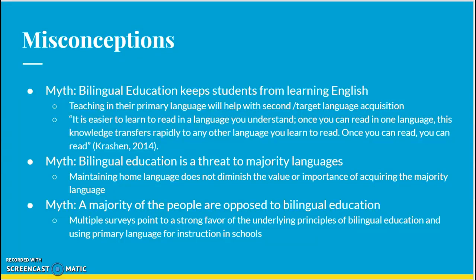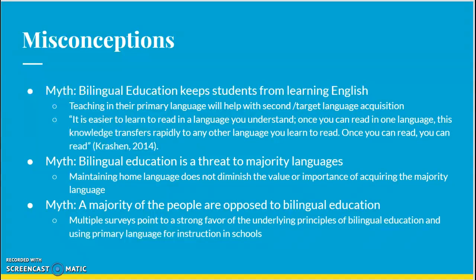So there are some misconceptions of bilingual education. One of the misconceptions is that bilingual education keeps students from learning English. However, it's actually quite the contrary. Teaching in their primary language will help with second or target language acquisition. Stephen Krashen mentioned in his journal entry that it is easier to learn to read in a language you understand. Once you can read in one language, this knowledge transfers rapidly to any other language you learn to read. Once you can read, you can read.